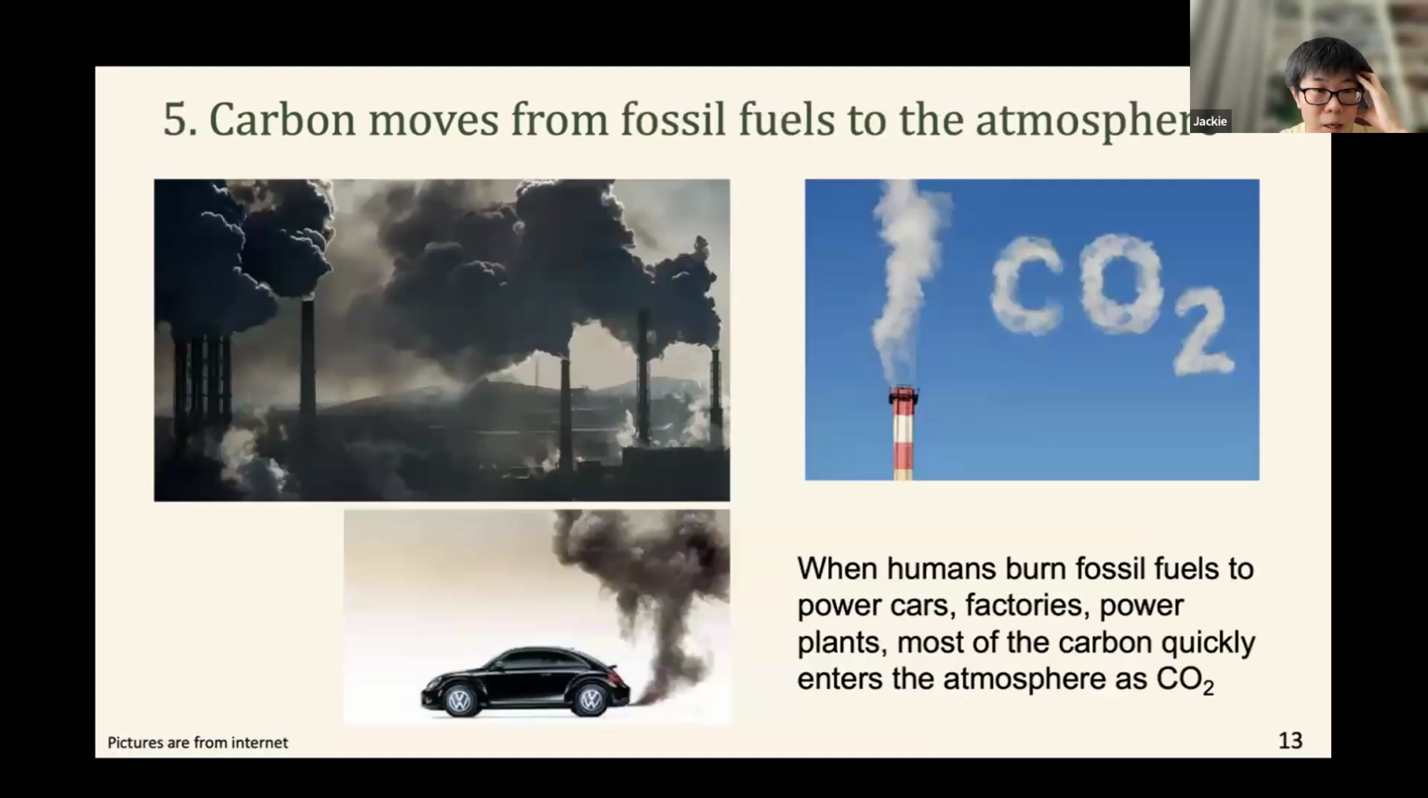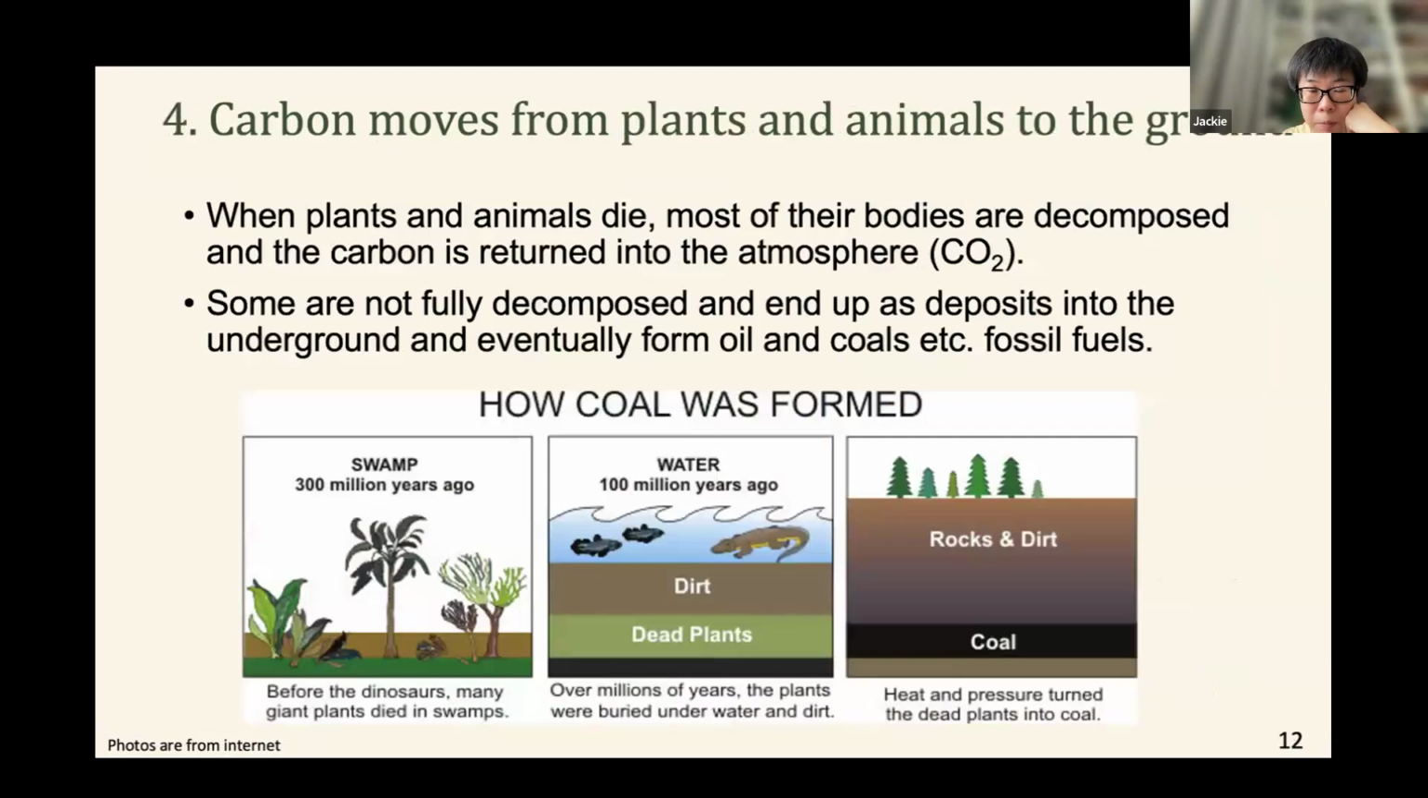And then we keep talking about a very fast carbon moving pathway. As you can see here, number 5, carbon moves from the fossil fuels to the atmosphere, right? That is when human beings burn fossil fuels to power their cars, factories, and power plants, and most of the carbon will quickly enter the atmosphere as CO2. So very contrasting carbon cycling processes compared to the previous one.